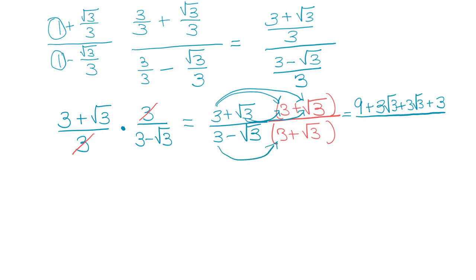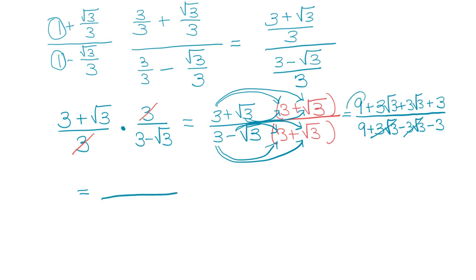Now if I do the same thing on the bottom, my square roots go away, and I get 3 times 3, I get 9. 3 times the square root of 3, I get plus 3 square root of 3. Negative square root of 3 times 3, I get minus 3 square root of 3. Negative square root of 3 times positive square root of 3 gives me negative square root of 9, which is minus 3. Now when I do all that simplification, these two cancel each other out.